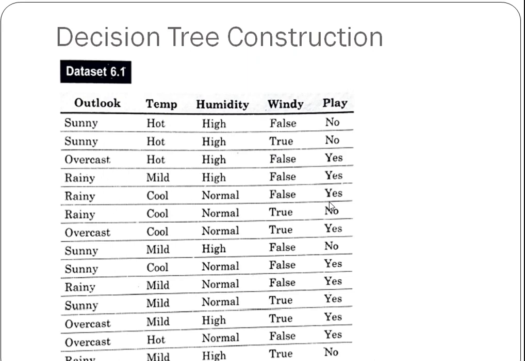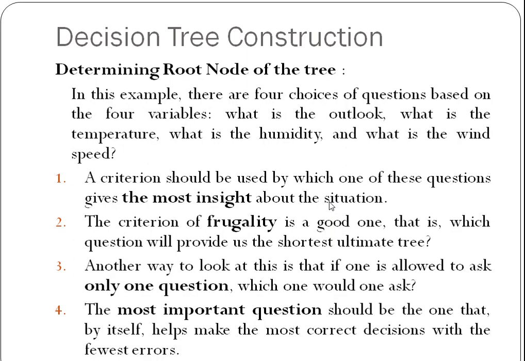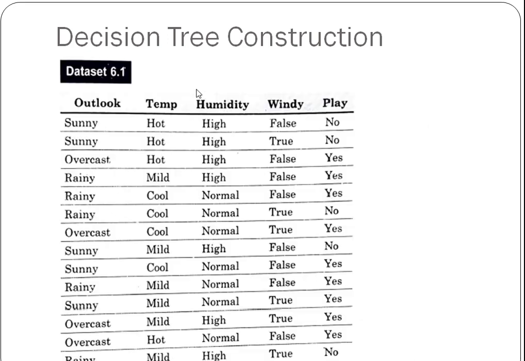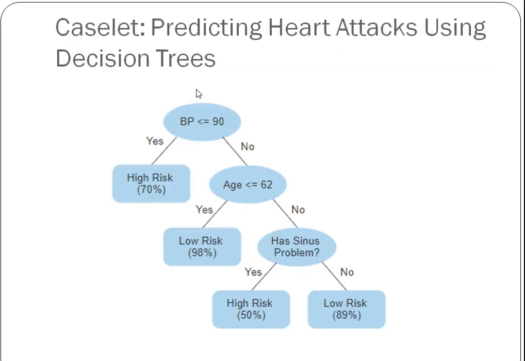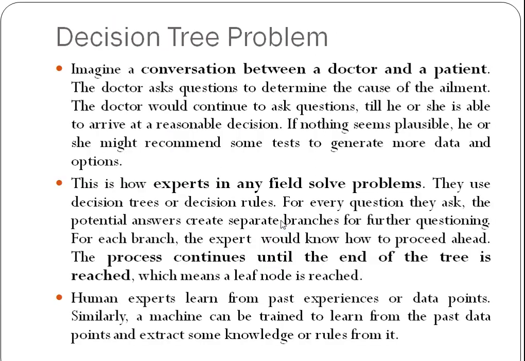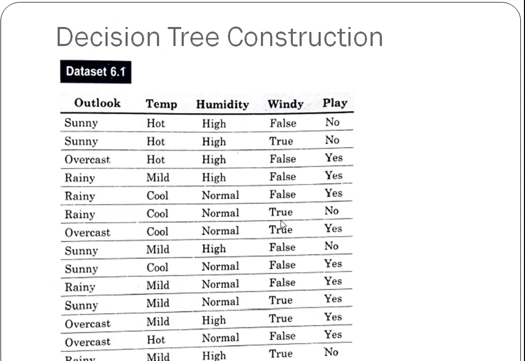So let us start building the tree. The root node. So what is the root node? I will go back to the tree once again. This is called a root node. So this is where your tree starts. This is the root node, and these are the leaves, where you get the actual prediction or the classification, and these are intermediate nodes or intermediate questions.